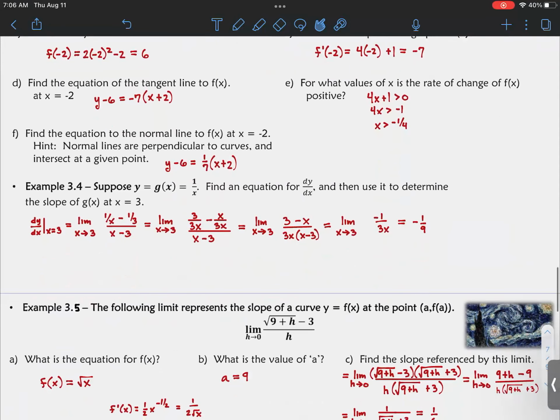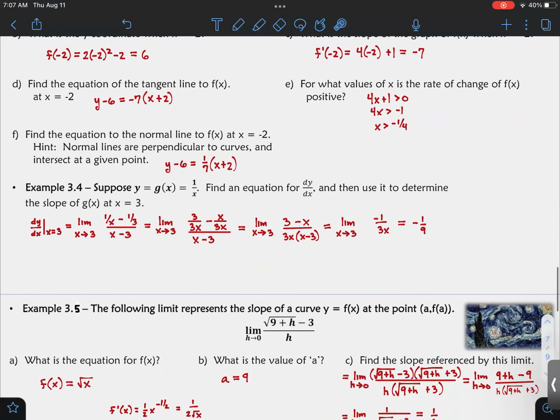Okay, example 3.4. Here's another one that gives us a function to start with. We're supposed to find an equation for dy dx. Now, this one does not actually say that you need to use a limit definition. So unless it tells you you have to do that, I would say, yes, you should use shortcuts.